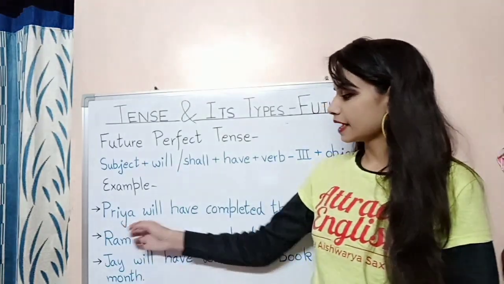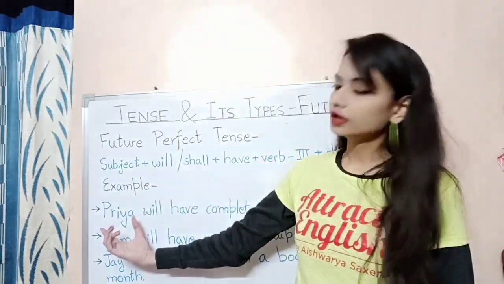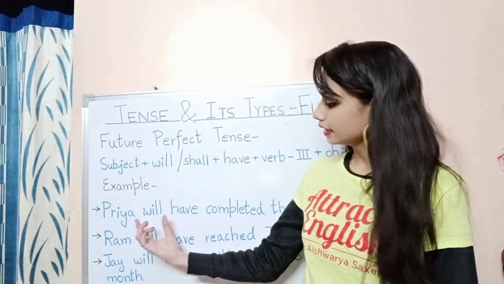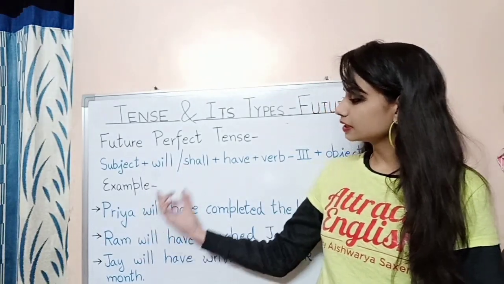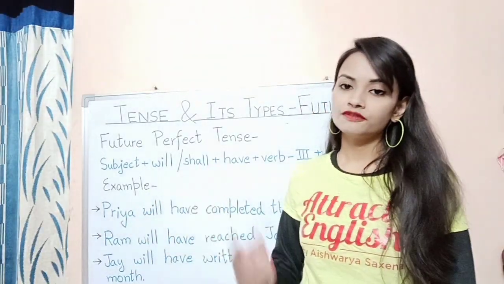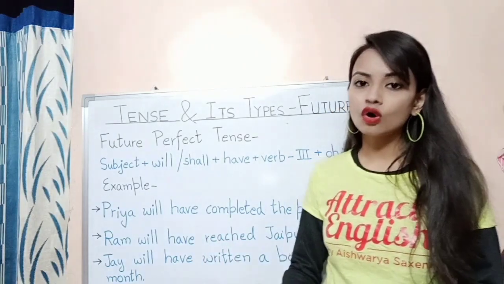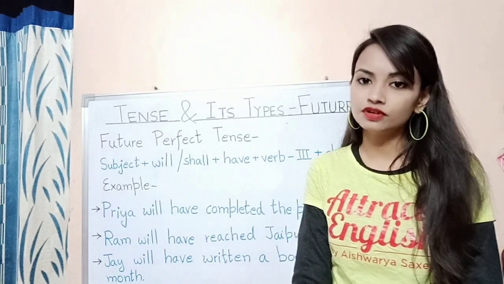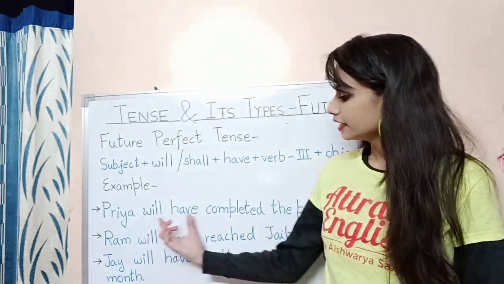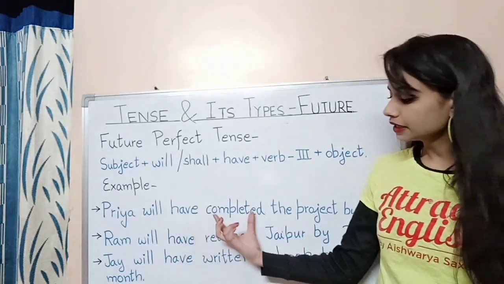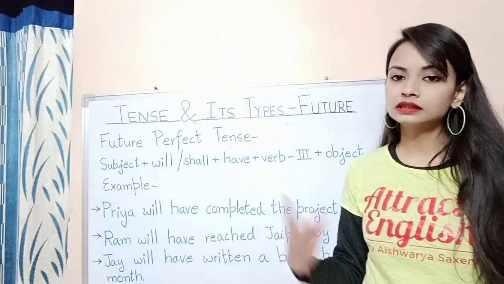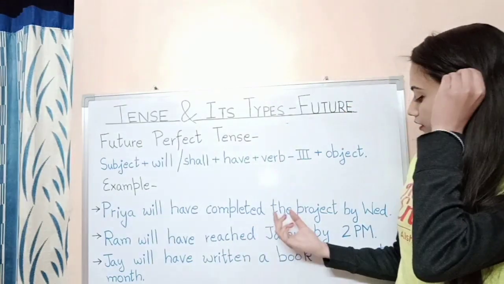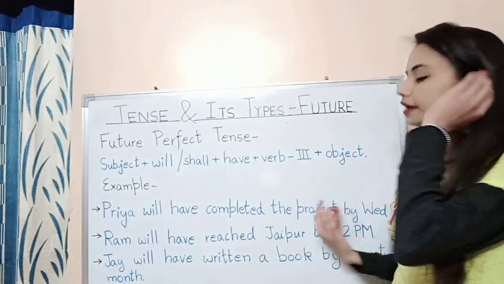Now, if we compare this with the format, Priya is the name of a person, it is the subject, it is a noun. Then will. Why will? Because shall we use when we take I or we as the subject. Apart from that, we never use shall. So, will, then have as it is, then completed. Completed is the third form of the verb complete. Then the project by Wednesday.